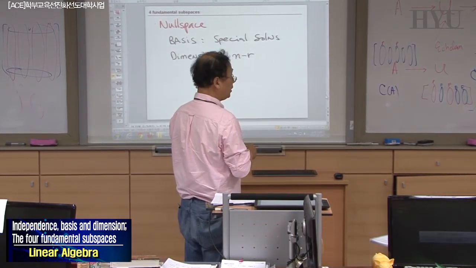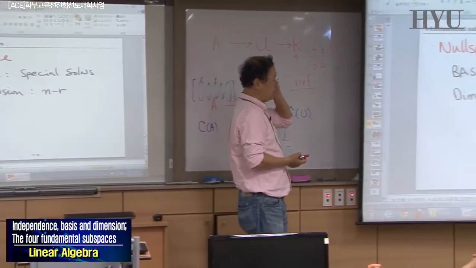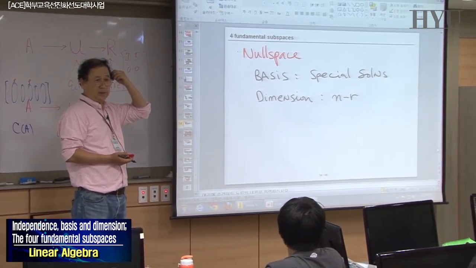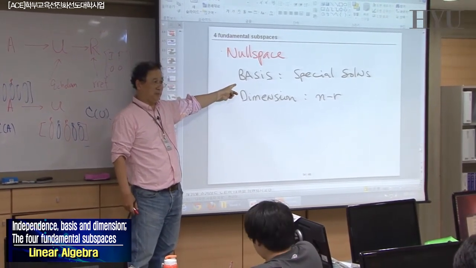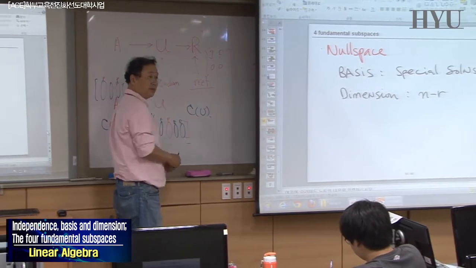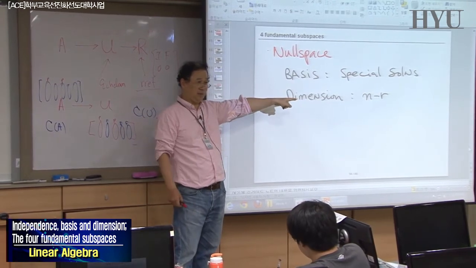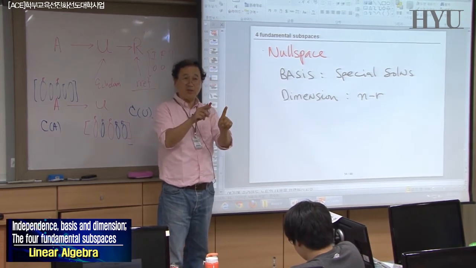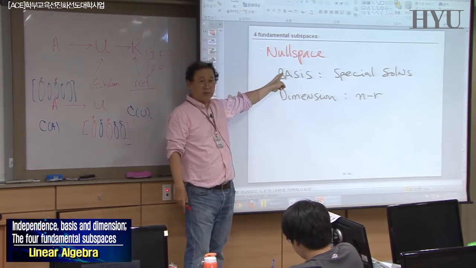The null space, you know how to compute this. Dimension is n minus r. Then for the basis, we need to find the special solutions. Okay. So how many special solutions? n minus r. For example, in this case, there are 3 free variables, right? Then the dimension of the null space is 3. There are 3 special solutions that we combine linearly. So each of these vectors is a basis vector of this null space.